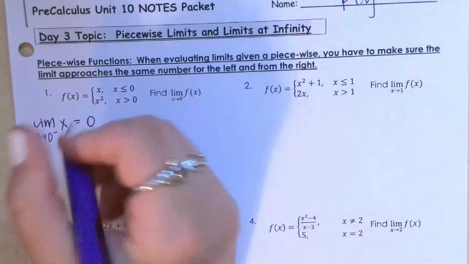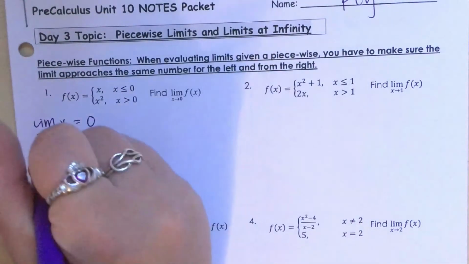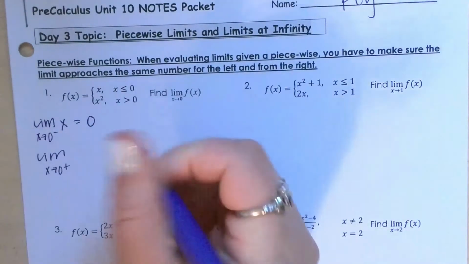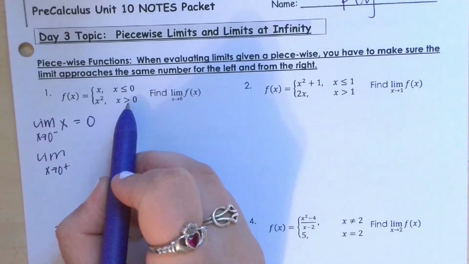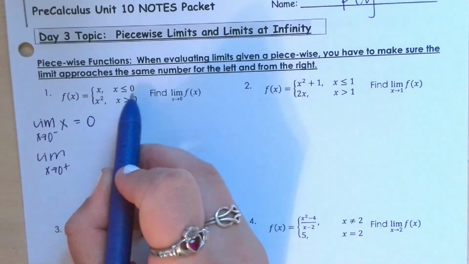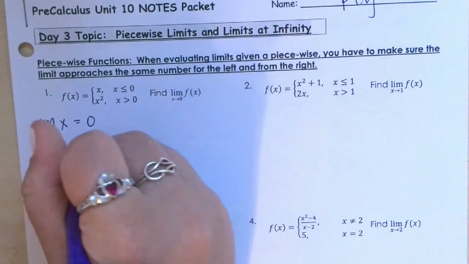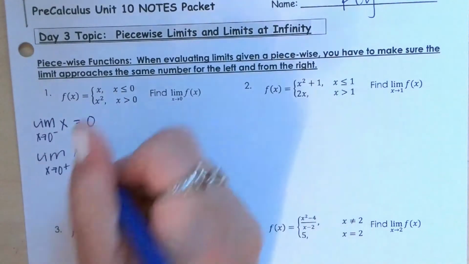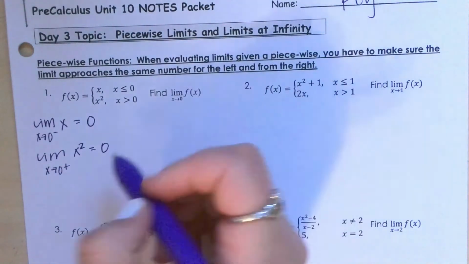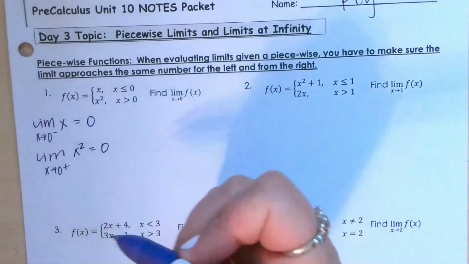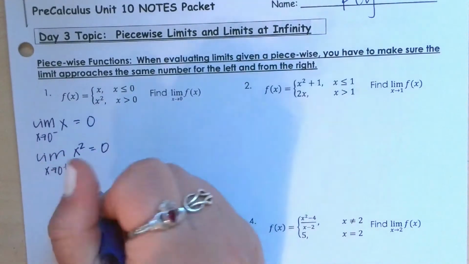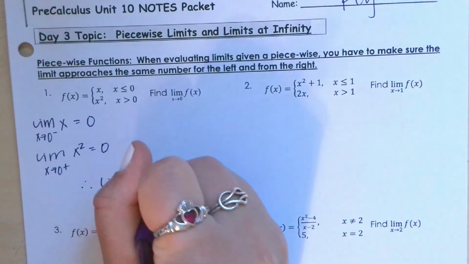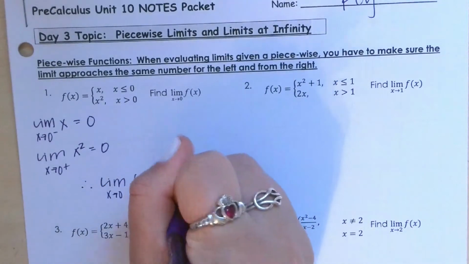Now we need to do the same thing for the right. So the limit as x approaches 0 from the right. The right is going to have any numbers bigger than 0, so we're going to use this x squared. When we substitute that in, we get 0 squared, so our limit equals 0. Since our left limit and our right limit are the same, this tells us that the limit as x approaches 0 of f of x equals 0.